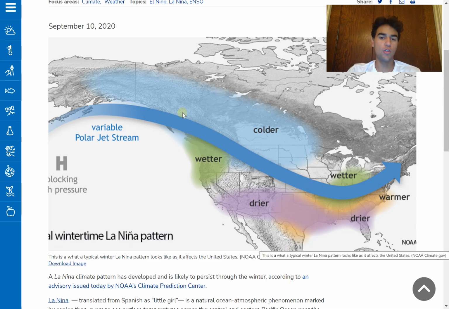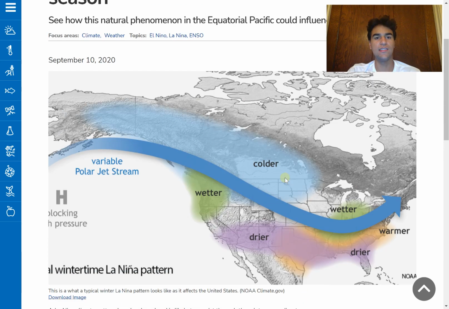But in the northern United States, we see a variable polar jet stream, and we see more jet stream dips, which typically brings colder than average conditions to the northern Midwest and more moist than average conditions for the Ohio River Valley and the Pacific Northwest. So as a result, we're more likely to see more snowstorms than average for much of the northern United States during a La Nina.